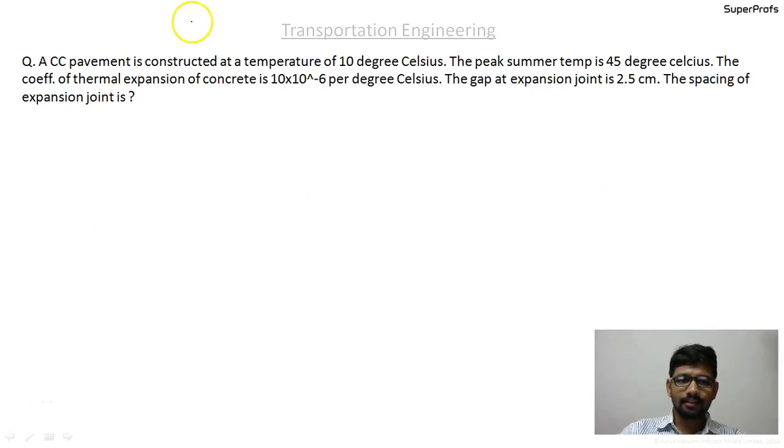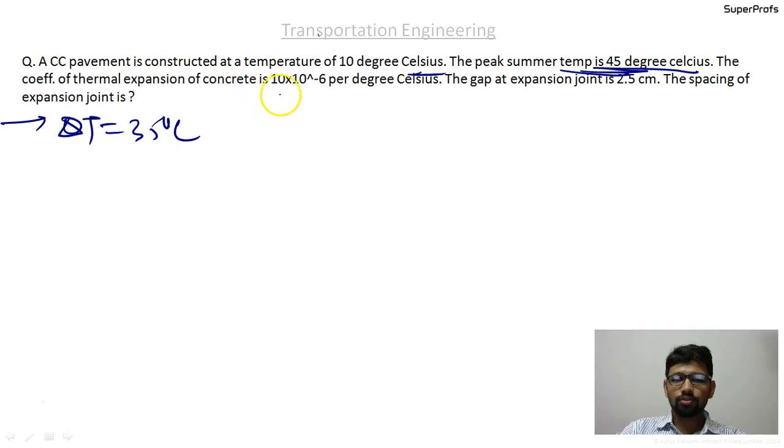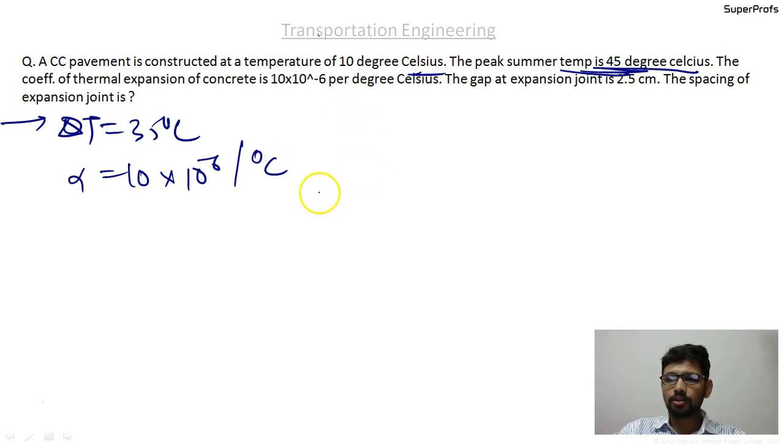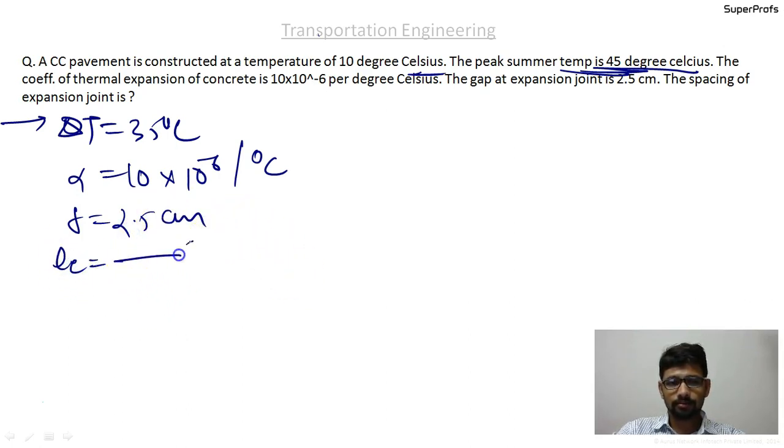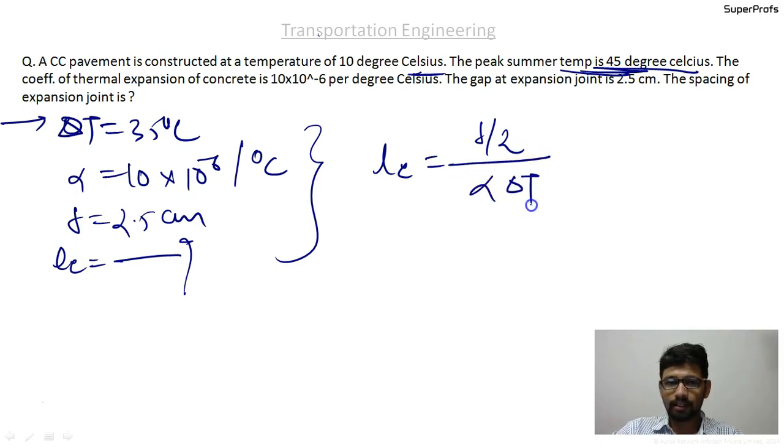The first question is that a CC pavement is constructed at a temperature of 10 degrees Celsius. The peak temperature is 45 degrees Celsius, so delta T is equal to 35 degrees Celsius. The coefficient of thermal expansion of concrete, alpha, is equal to 10 into 10 to the power minus 6 per degree Celsius, and the gap of expansion joint, delta, is equal to 2.5 centimeter. The spacing of expansion joints is, I guess we have done this question. Yes. So LE is equal to delta by 2 upon alpha delta T.